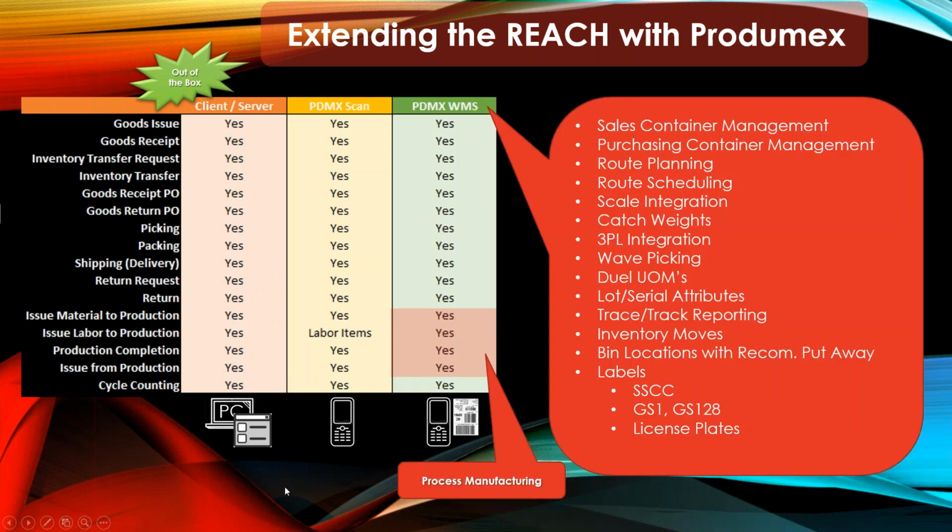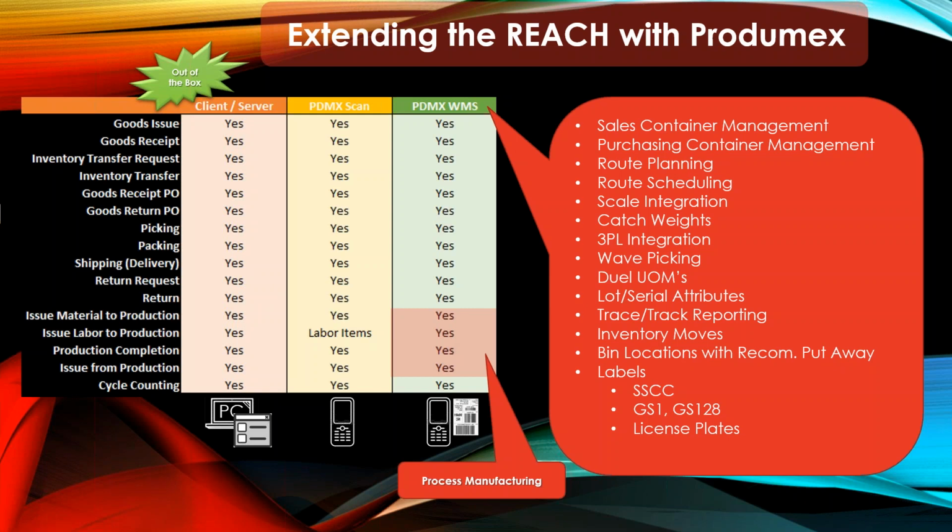Then we have Produmex WMS, or the enterprise version of Produmex. This adds in a ton of additional functionality. Again, all the core capabilities. The caveat here with production is that this is designed more for process manufacturing, not discrete manufacturing.